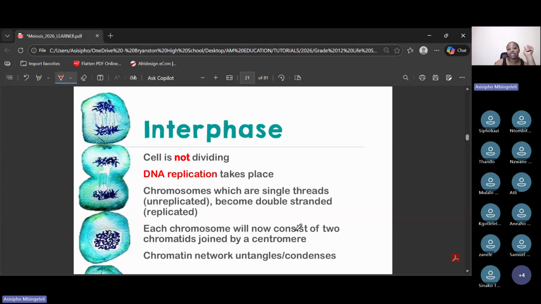In interphase, the cell is not dividing here. Please note it is just DNA replication. So what we are having here is unreplicated chromosomes undergoing DNA replication in order for them to be replicated, for them to look like that. Now each chromosome will obviously have two chromatids, with a centromere joining them.